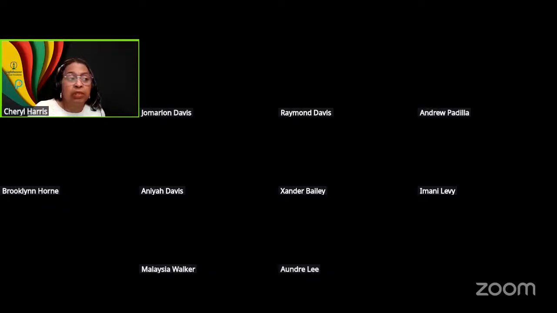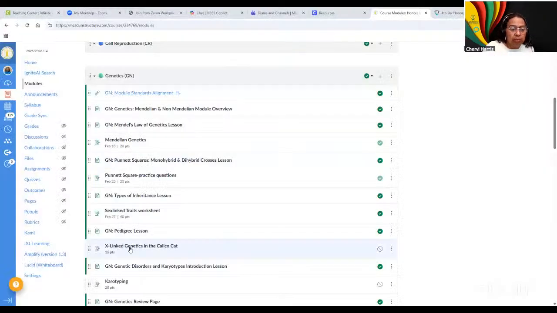Today we're going to look at sex-linked characteristics. And that worksheet is in your module. And that's a little different because not only are we going to do the box, but we have to put little tags on the chromosomes.